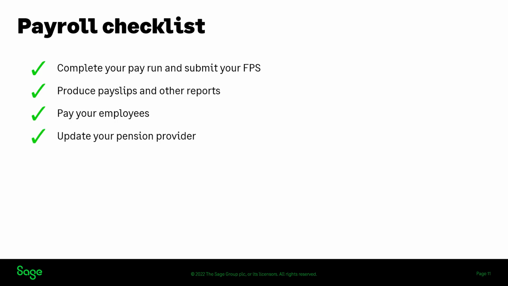You would need to update your pension provider with the deductions for that period. And at the end of the month or quarter, you should run your P32 report, check the values, and run your EPS. Then you would need to pay HMRC for the values on your P32 report.